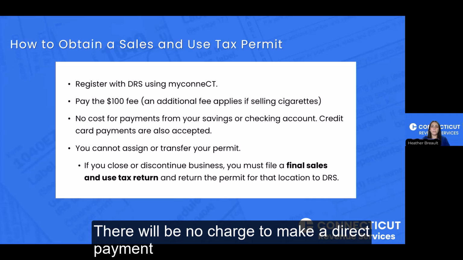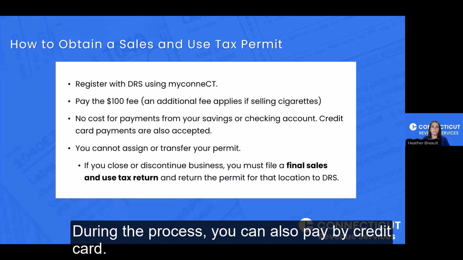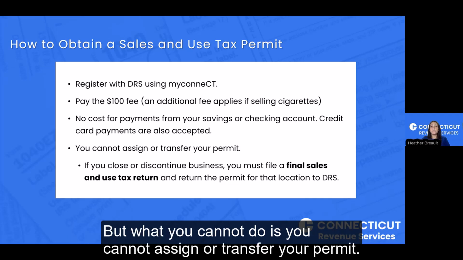There will be no charge to make a direct payment, and that direct payment will be made at the time of registration from your savings or checking account during the process. You can also pay by credit card. But what you cannot do is assign or transfer your permit.